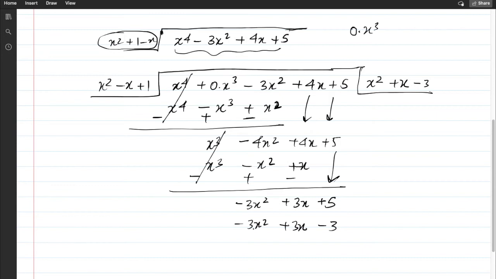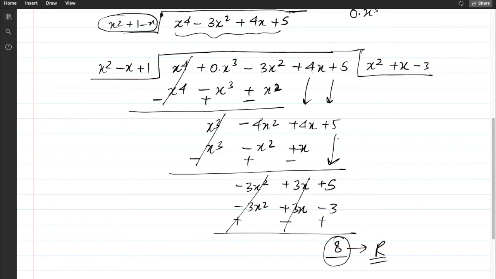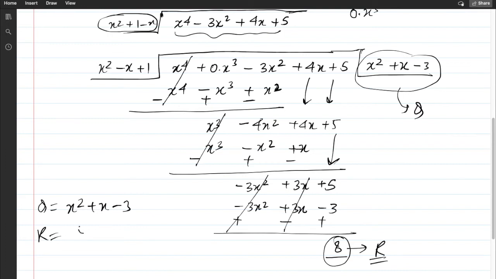Alright, so I again need to subtract these two equations. So this minus sign will become positive, this positive will become negative, and this negative will become positive. This will be cancelled out, this will also be cancelled out, and you will be left with 5 plus 3, that is 8. So over here in this question, the remainder that you are getting is 8. Remainder is 8, and the quotient is this. So this will be your answer. Alright, so you will write the answer as quotient x square plus x minus 3, and the remainder is r equals 8. That's it.